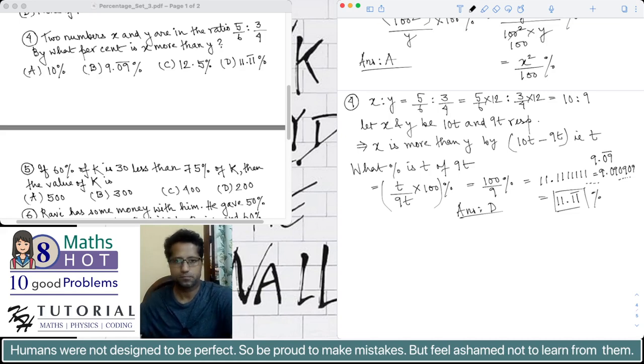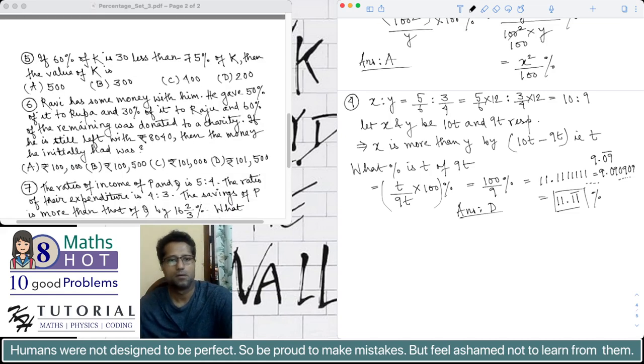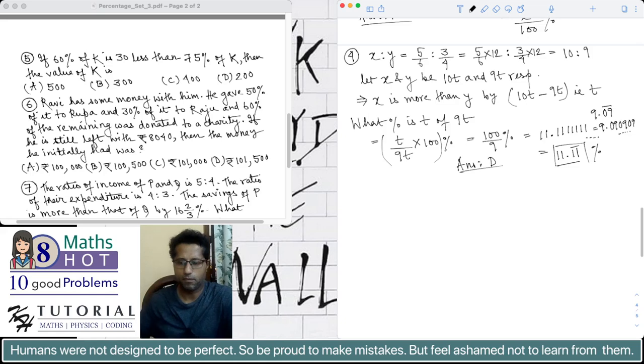Okay, let's do problem number 5. If 60% of K is 30 less than 75% of K, then the value of K is. Okay, so what is 60% of K?